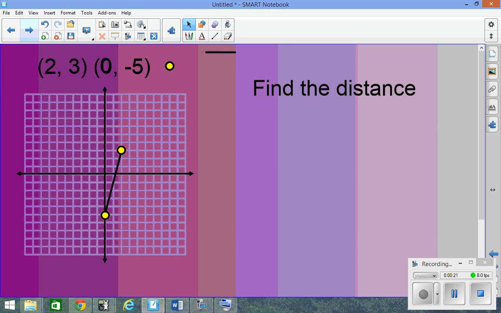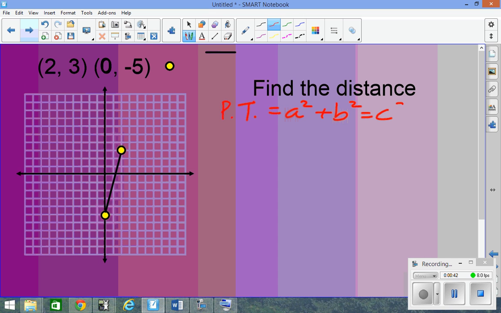The first thing here is these two points, and you want to be able to find the distance between these two. So they're plotted on the graph here. One of the ways that you can determine this is by using the Pythagorean theorem, which says that a squared plus b squared is equal to c squared.